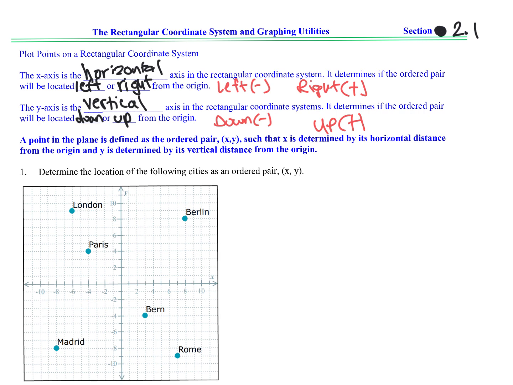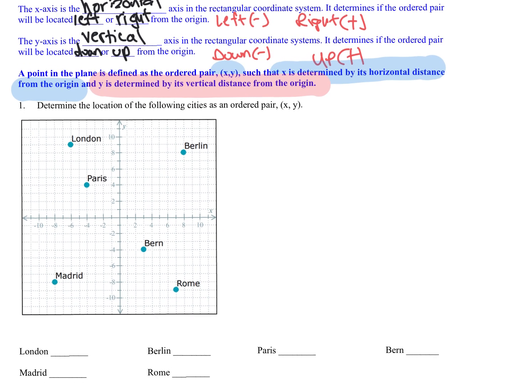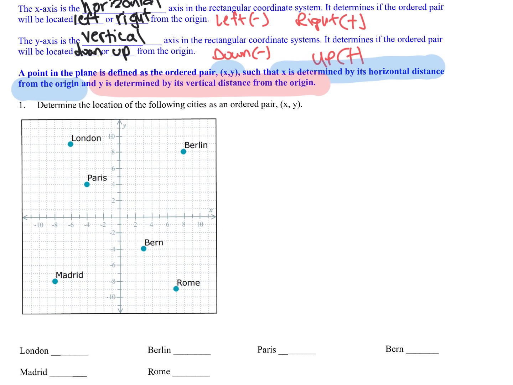So I'm going to give you a moment to try to find the ordered pairs of the following cities. It says that a point in the plane is defined as the ordered pair x comma y, such that x is determined by the horizontal distance from the origin, and of course y is that vertical distance from the origin. And so you're going to write these as ordered pairs. Now I'll do the first one for you, and then I'll give you a chance to try the others.